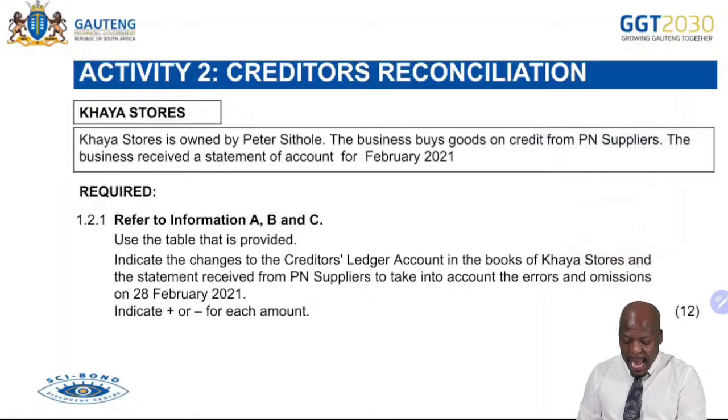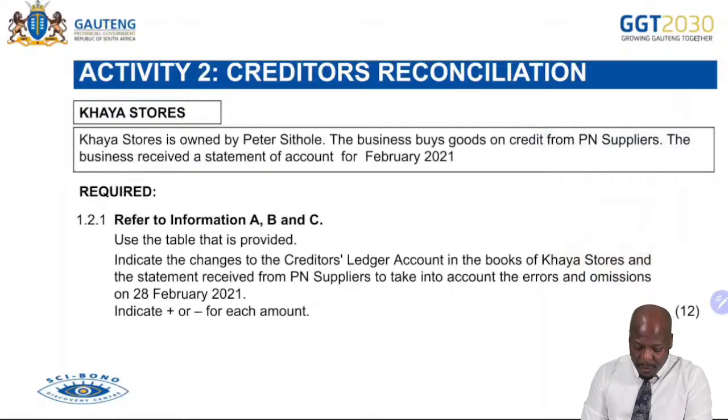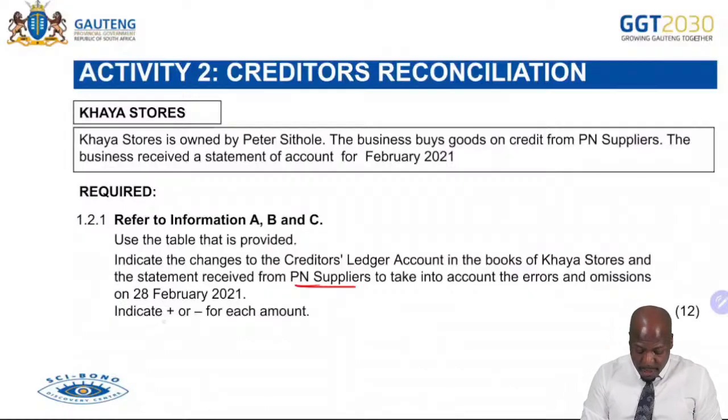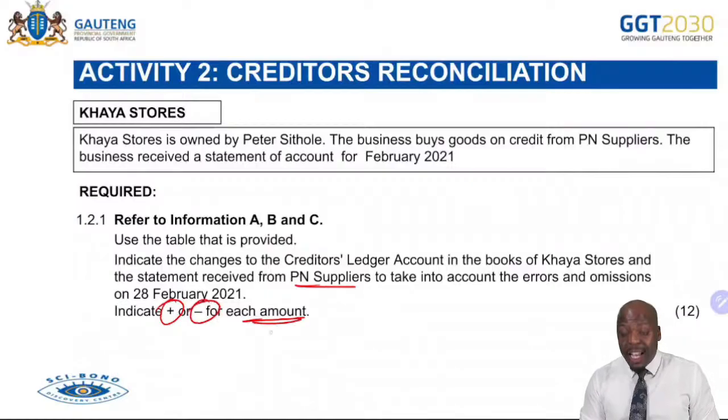Refer to information A, B, and C. Use the table provided. Indicate the changes to the creditors ledger account in the books of Kaya Stores and the statement received from PN Suppliers. Take into account the errors and omissions, and then indicate a plus or a minus for each amount.